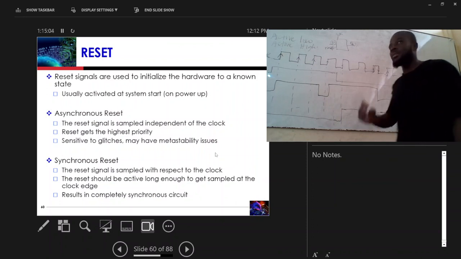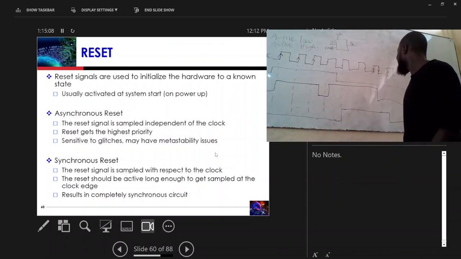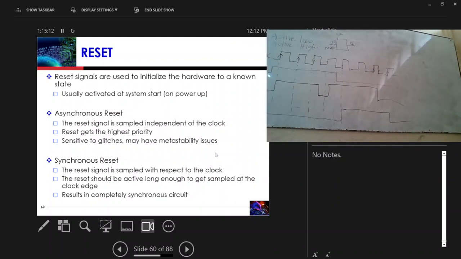Your brain is confused. I didn't know whether the D ended at the positive edge or in the middle. Yeah, okay, but next time you have to scale.